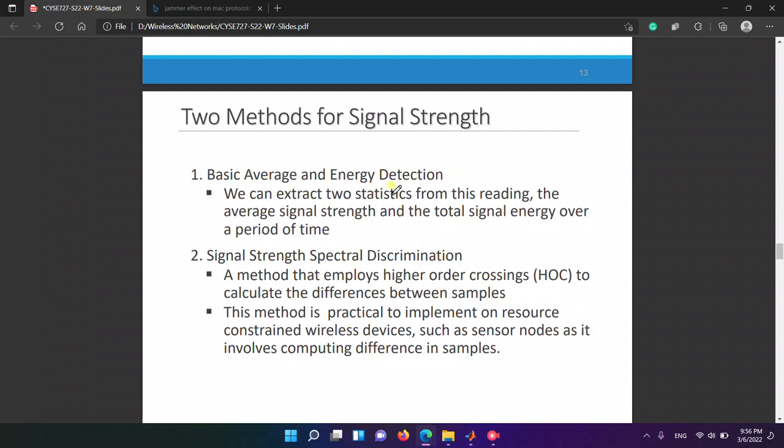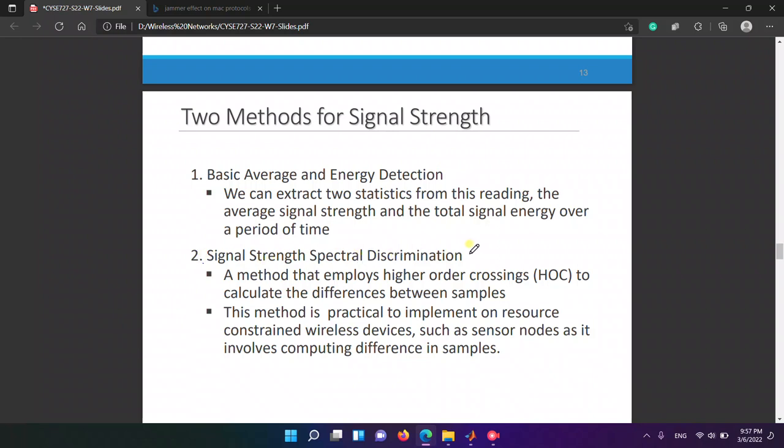First we have basic average and energy detection. We can extract two statistics from this reading, the average signal strength and the total signal energy over a period of time. So we take the average of the signal, and we can know the average signal strength and the total signal energy over a period of time. Signal strength spectral discrimination is a method that employs higher order crossings to calculate the differences between samples. What I understood is that basic average and energy detection is basic statistics, it's just taking the average and detecting the energy levels.